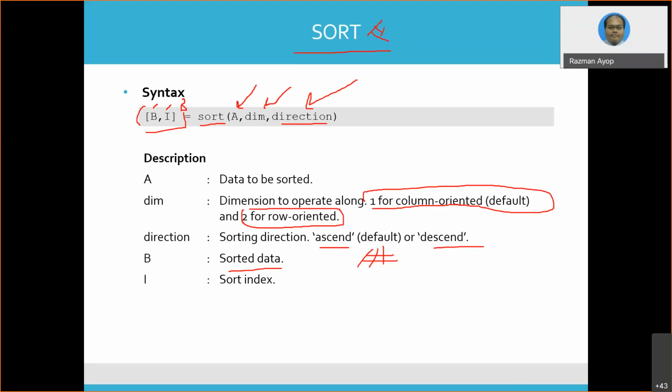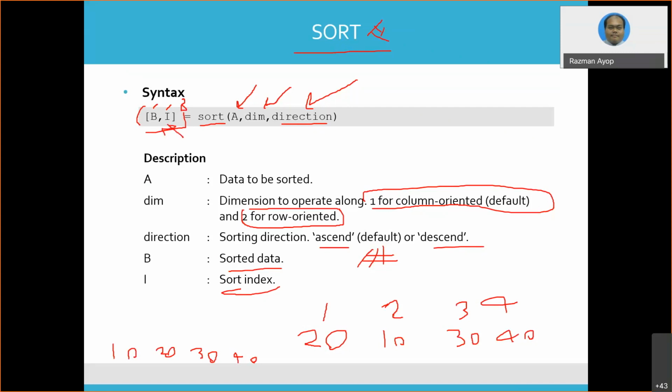Okay, for example, the data is 20, 10, 30, 40. This is the original location: 1, 2, 3, 4. When you do the sort, but if you use the index sort, it will sort 10, 20, 30, 40. But the index, which is the location, is now changed. It will produce the index location here. For this is B.